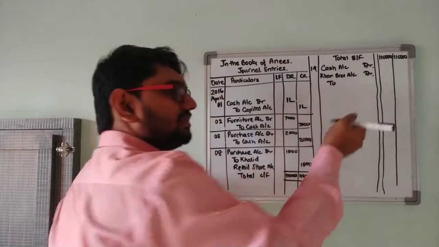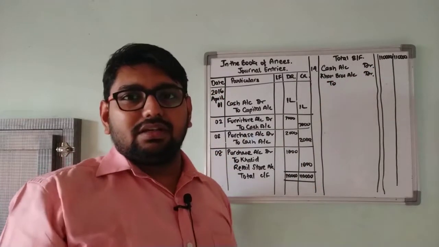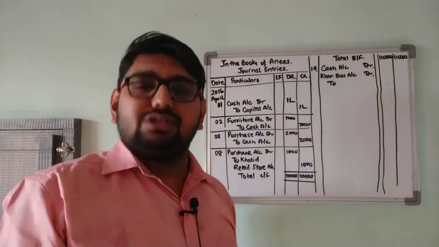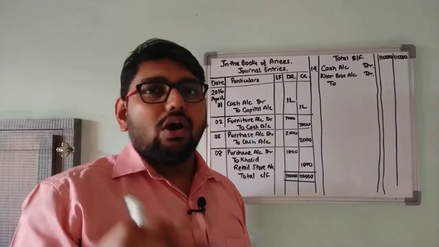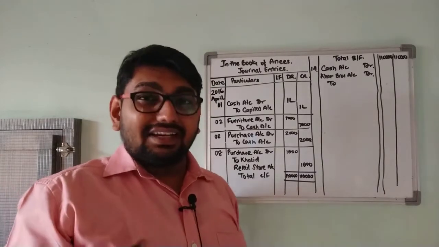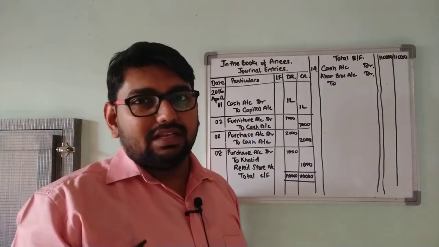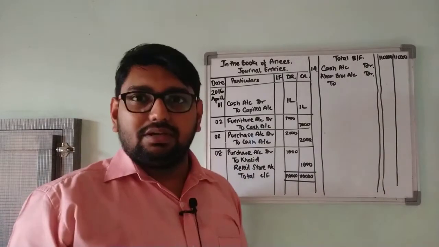Now there are two reasons. First reason is the Khan Brothers are going to pay me the money in future. That is, they are my debtors and debtors are always debited. Or Khan Brothers are the receiver of the goods and debit the receiver. Hence I am debiting Khan Brothers.